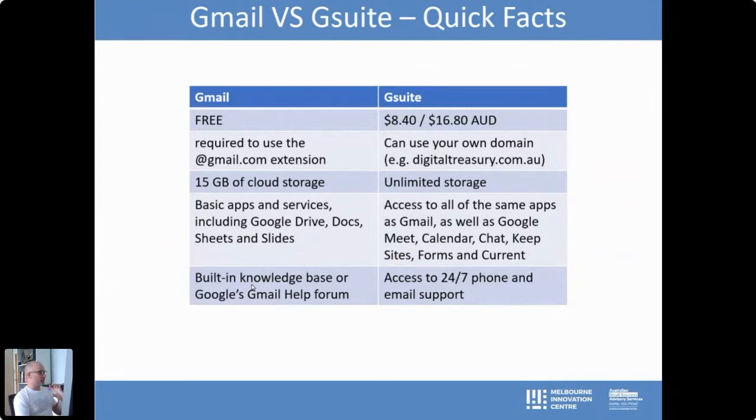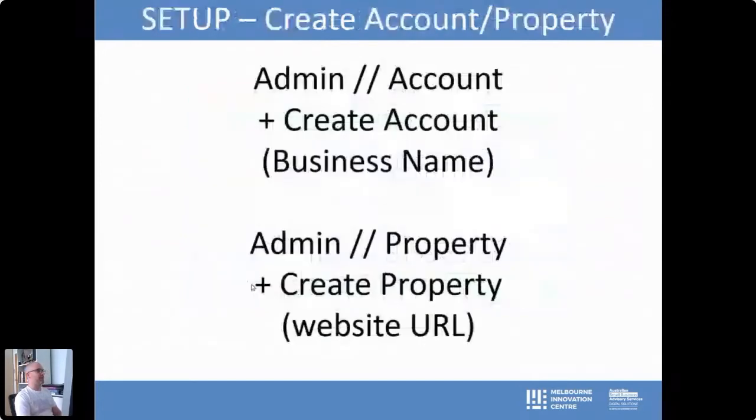So the reason I'm going through Gmail versus G Suite is because you will need either to start creating your Google Analytics codes. So in terms of setting up, once you've got your Gmail account, you need to go into the administration area. Once you've logged into Google Analytics, there should be nothing there yet. So what you need to do is go to the admin and settings area. You need to go to admin and create an account, and that account will be for your business name. And then you need to create the property, or the actual website URL.